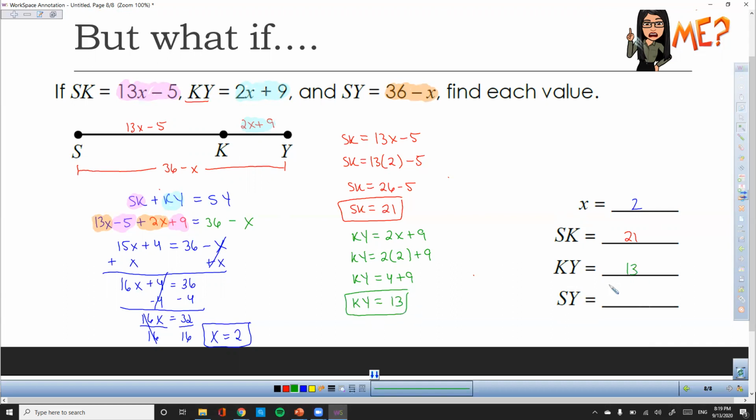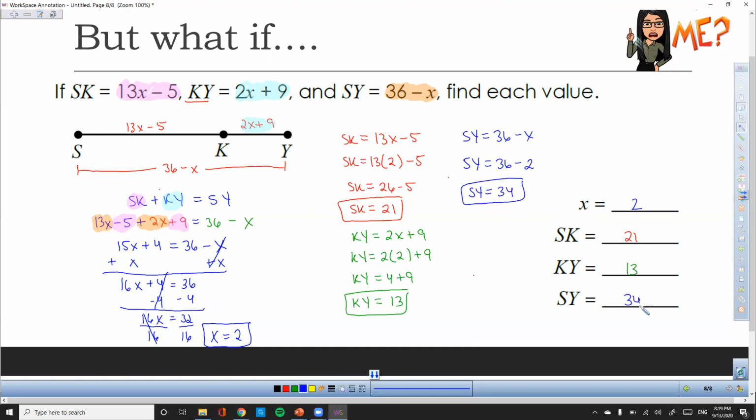All right, but now what about this last one, SY? There are 2 ways we can find it. One way is I can do the same thing. Let me go ahead and do that right away. The length of segment SY is 36 minus x. I already know that x is 2, so the length of segment SY is 36 minus 2. All right, so the length of segment SY is 34.